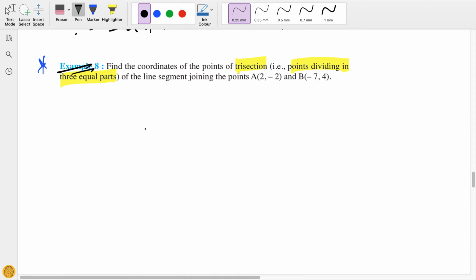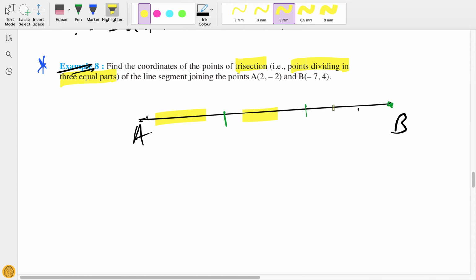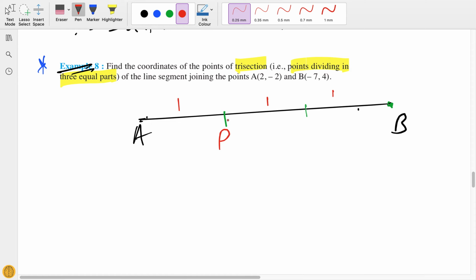Okay, so let's draw these points A and B here. If you want to divide this line into three equal parts, it must be like this, points 1 and 2. Now this is in three equal parts, 1, 2 and 3. All three are equal. Let's take this point as P. So this is 1, 1, 1. All three parts are equal in length.